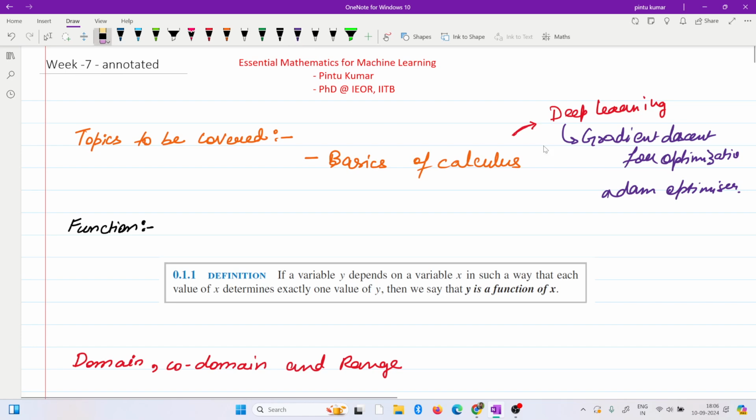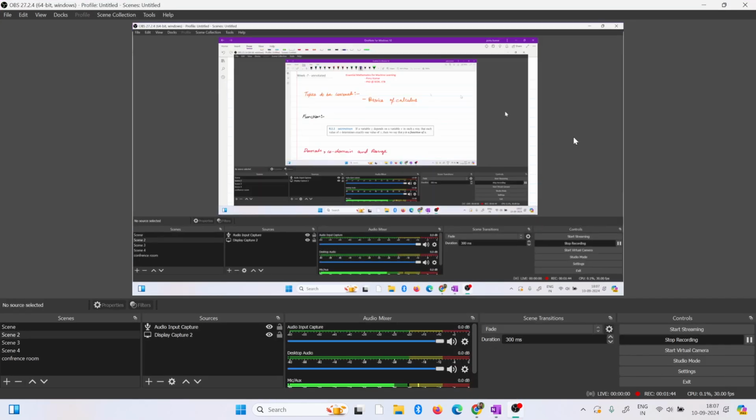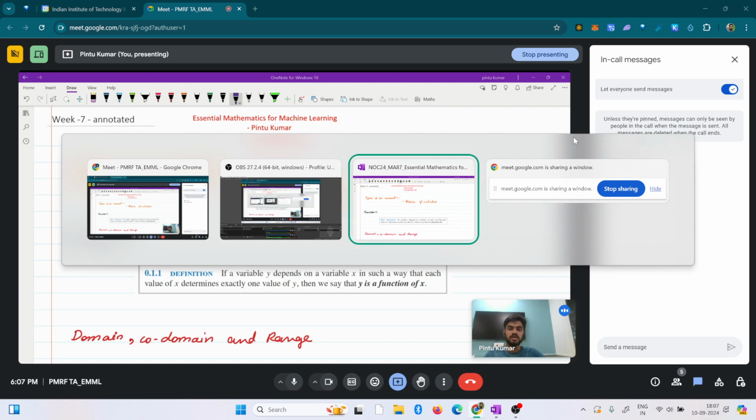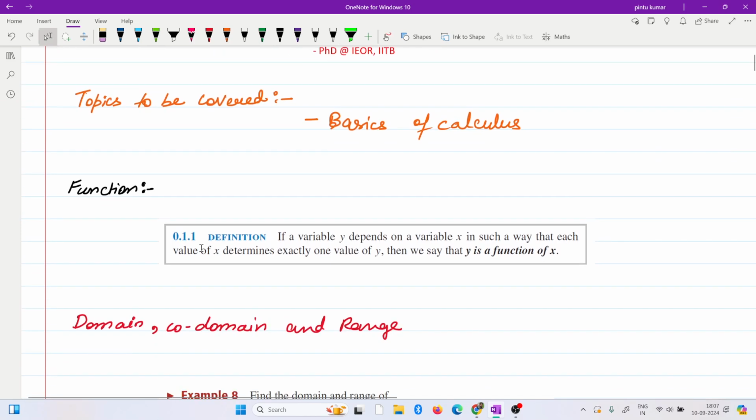Today's tutorial is going to be very basic. We are going to define what a function is, and different kinds of functions. Then we will define limits of a function, continuity of a function, and differentiability of a function. We'll slowly go on to partial derivatives, then gradients, Jacobian, Hessian, and those kinds of things. This might be a slightly lengthy lecture, so at any time, if you have any doubt, please unmute yourself and ask, or you can also type it in the chat box.